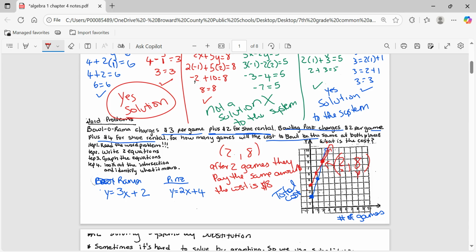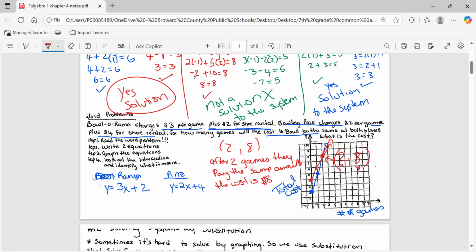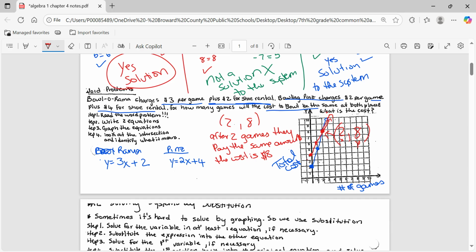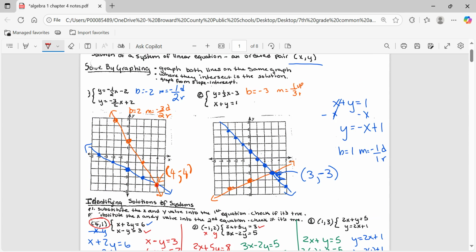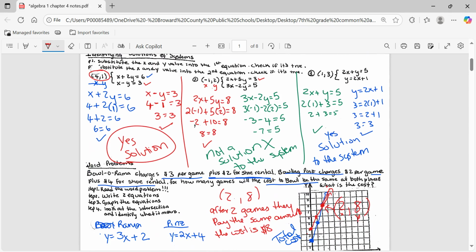That's what it means. So we not only have to know where it is, especially in terms of a word problem, but in a word problem, we also have to identify what it actually means, those intersections. All right. So this is solving by graphing. 4.1.